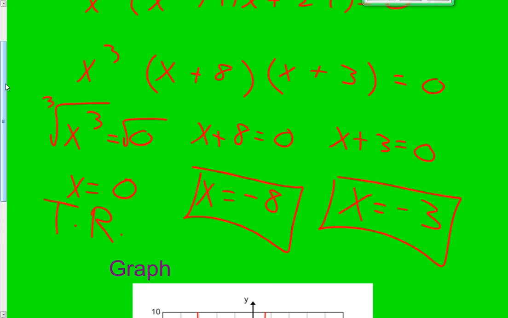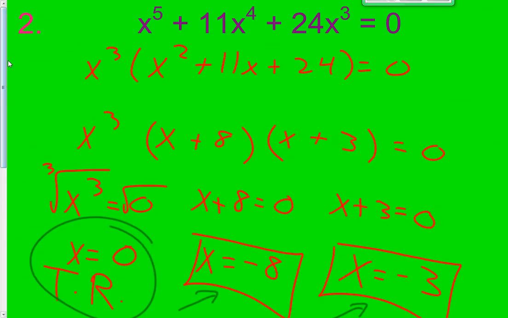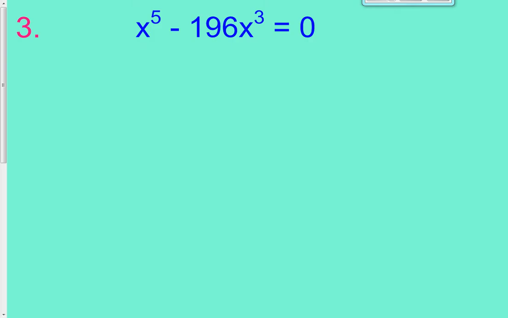So there's our 5 answers. 3 of them at x equals 0. There's the 4th one. There's the 5th one. So remember, our degree tells us how many answers we should get. Looking at number 3, we should get 5 answers again. So make sure we get 5 answers after we're done with this.